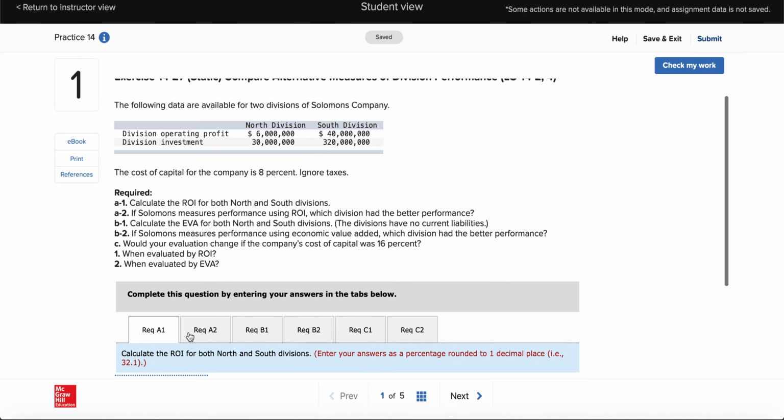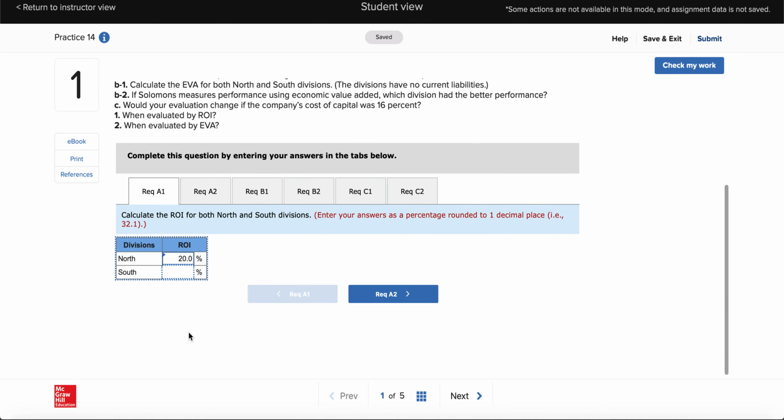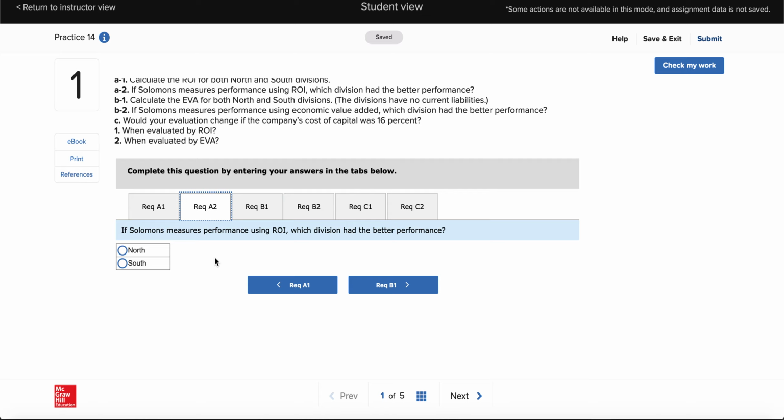If we do the same for the South, 40 divided by 320, we find 12.5% as our return on investment. The second question here, remembering that we have 20 for North and 12.5 for South, is asking us if the company measures performance using ROI, which division has the best performance? Obviously, it's the North because the ROI is highest there.